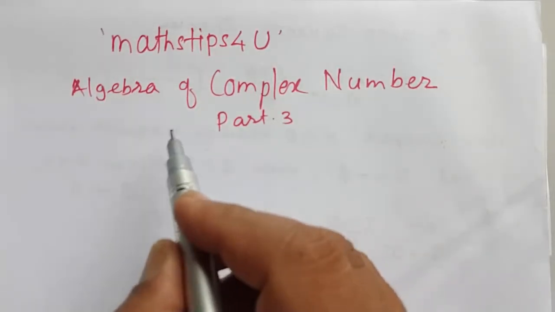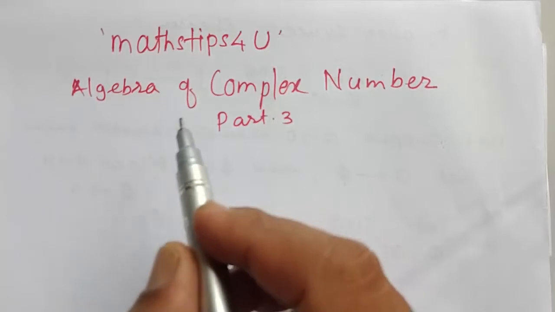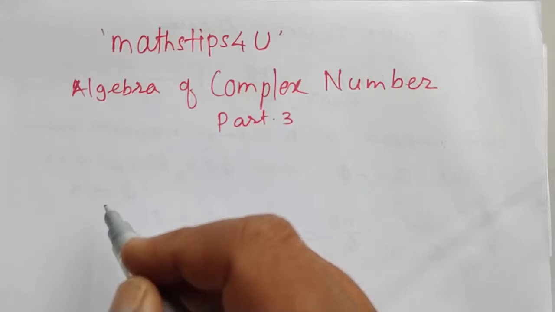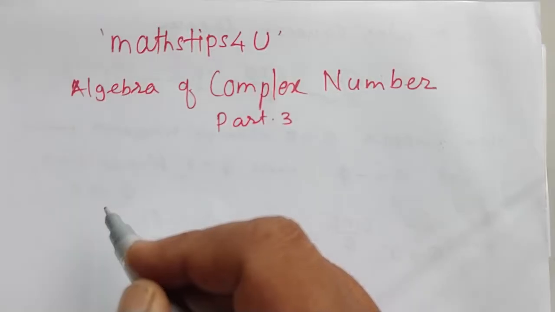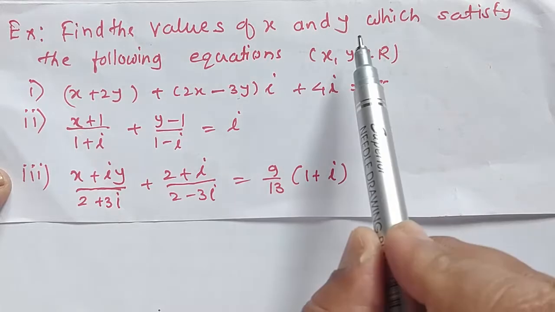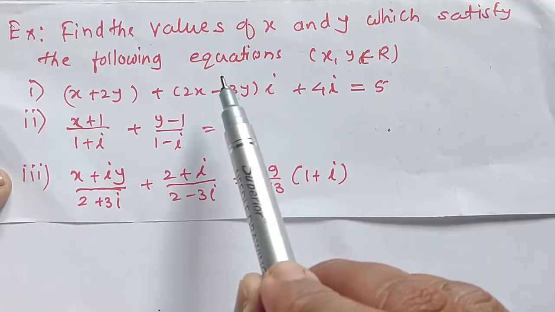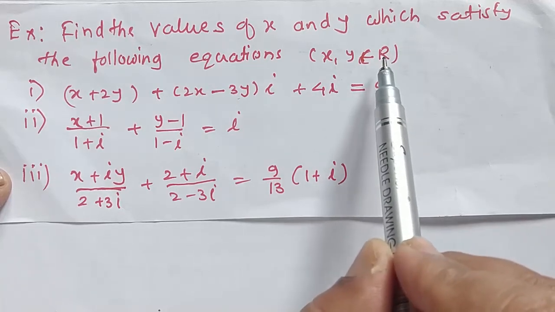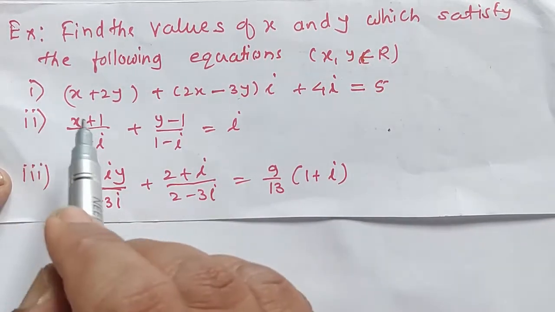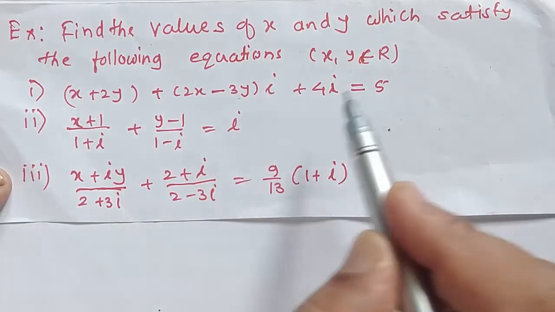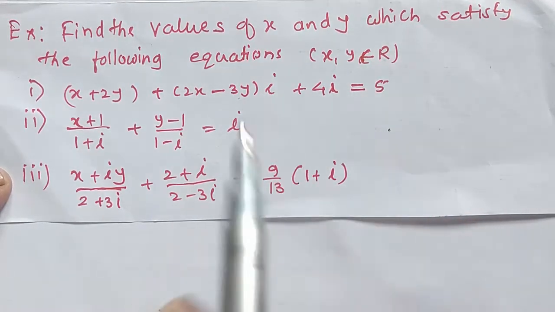In this video, we are going to solve some typical examples on complex numbers, which are important for studying complex numbers. Example: find the values of x and y which satisfy the following equations, where x, y belong to R, the set of real numbers. Example number 1: (x + 2y) + (2x - 3y)i + 4i = 5.